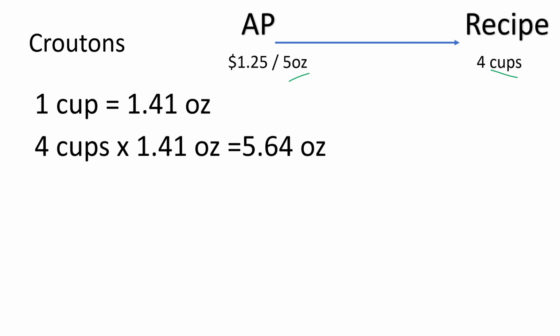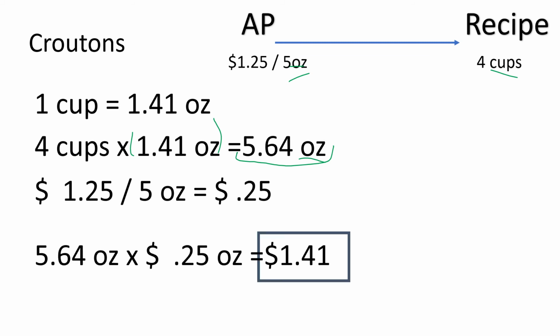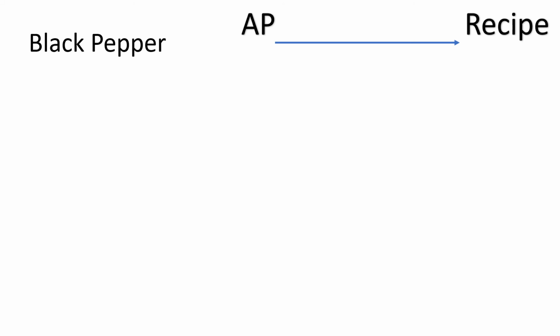Y'all see how I'm doing this? How I'm putting this into these formulas. I'm replacing that one. This is the measurement of 1 cup right here. And I need 4 cups. And so now it automatically gives me my weight in ounces. Okay, 5.64 ounces. So if I divide my $1.25, my cost, by a 5-ounce package, that's 25 cents per ounce, which gives me now $1.41 for cost. Okay, $1.41 per cost.